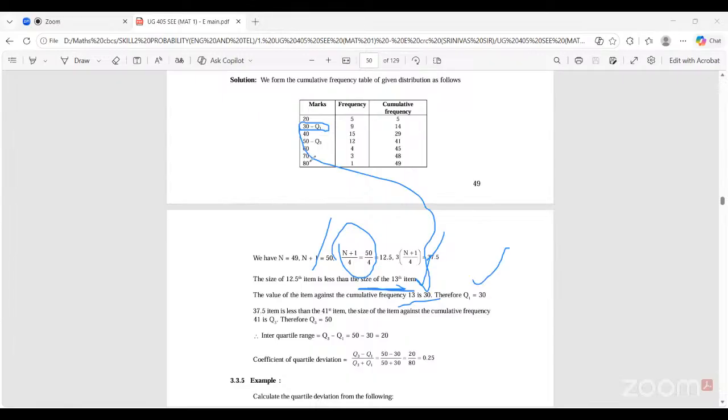So 37.5, there is no 37.5. The next highest cumulative frequency is 41. 37.5 is less than 41 items, so we can take that. 41 is Q3, therefore Q3 is equal to 50, the value we got. So Q3 is 50. The quartile range is Q3 minus Q1, 50 minus 30, that is 20. The coefficient is 50 minus 30 by 50 plus 30, equal to 20 by 80, that is 0.25.